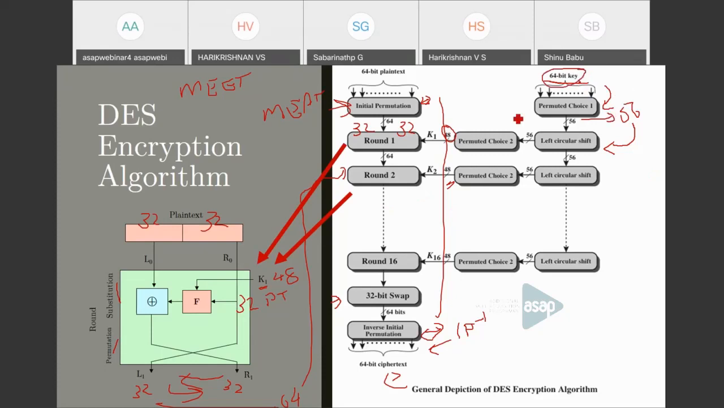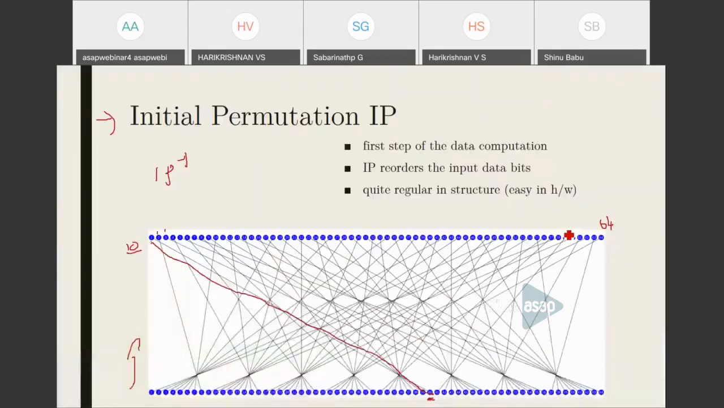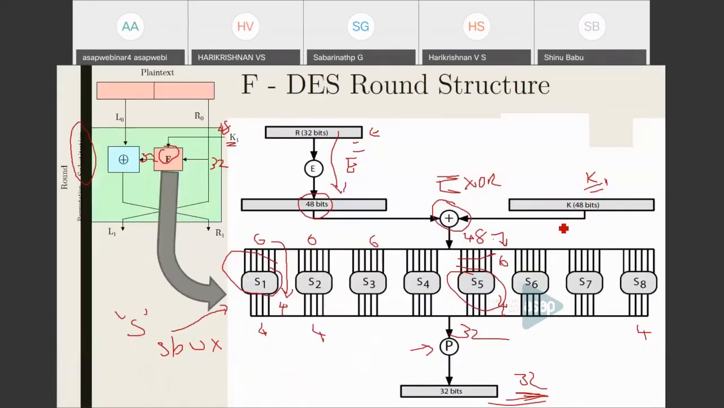Your key generation algorithm goes ahead and chooses 16 different combinations from the 64 bit key. So 16 combinations of 48 bits, one for each round. So this part answers the lady's question. This part answers the gentleman's question, and the key generation schedule answers the other question.